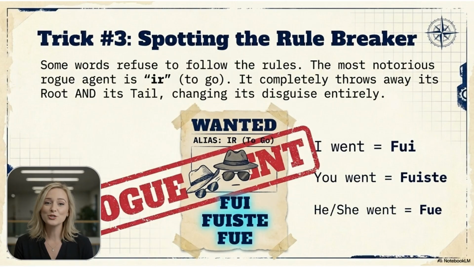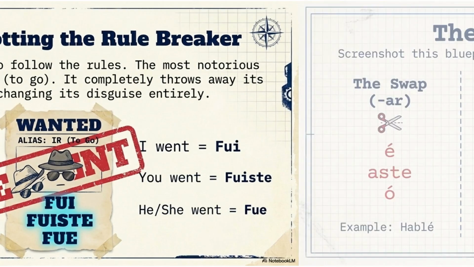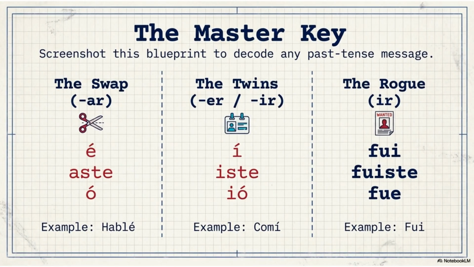Trick number 3, spotting the rule breaker. Some verbs, like IR, refuse to follow the standard rules and change their entire identity in the past tense. Here is your master key. Screenshot this blueprint to easily decode and conjugate verbs in the past tense whenever you need it.